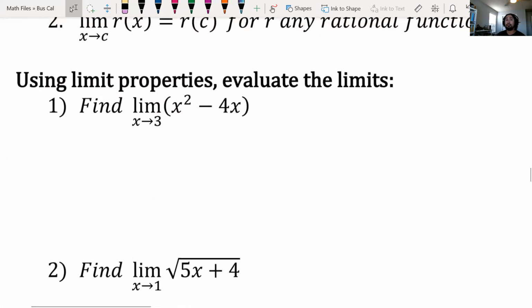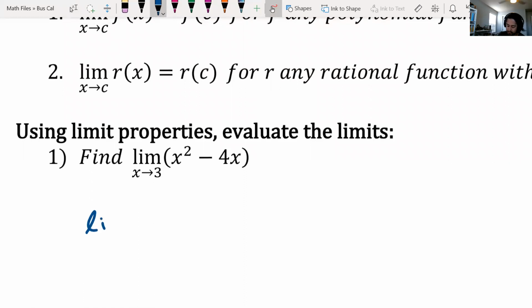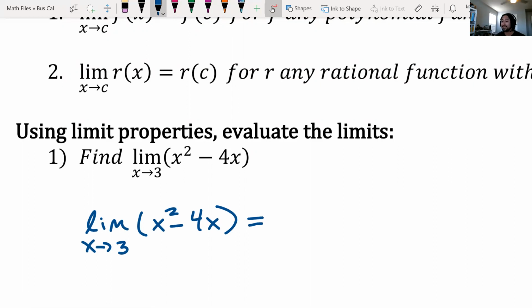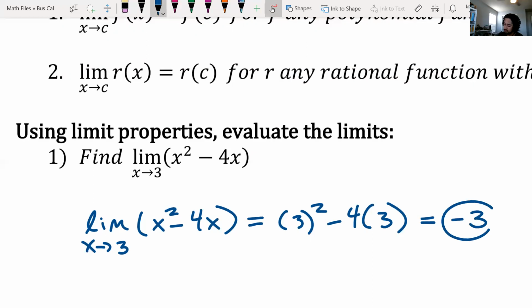Okay. Number one, find the limit as x approaches 3 of x squared minus 4x. Well, this is a polynomial function. So if we use the property we learned above just right now, all that property says is, hey, take 3 and plug it in for x. That's all we have to do. So I'm just going to rewrite it. You're going to have the limit as x approaches 3 of x squared minus 4x. And all this direct substitution property says is, hey, take that 3 and plug it in for every x. And simplify. That's it. You'll get 9 minus 12, and we get our limit value of -3.